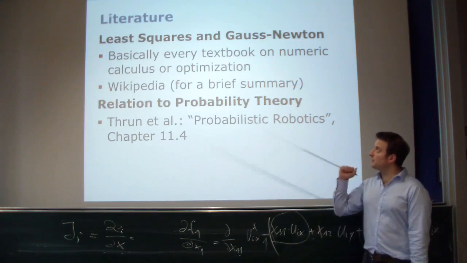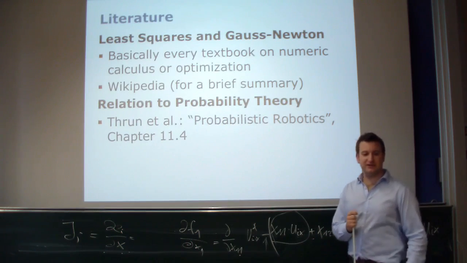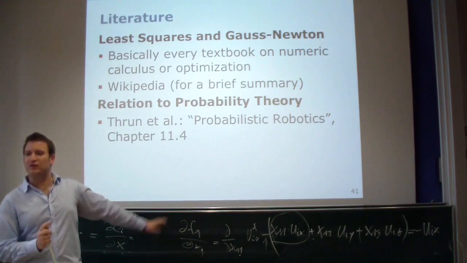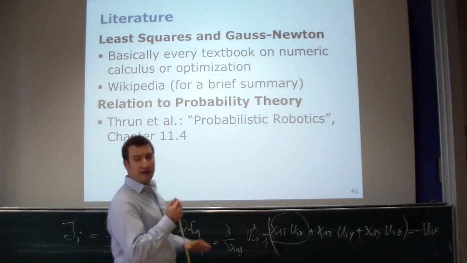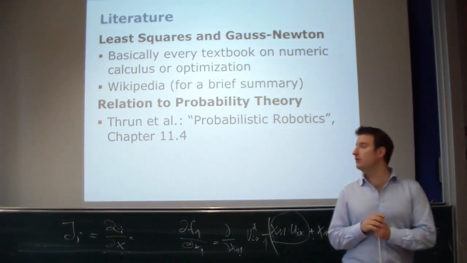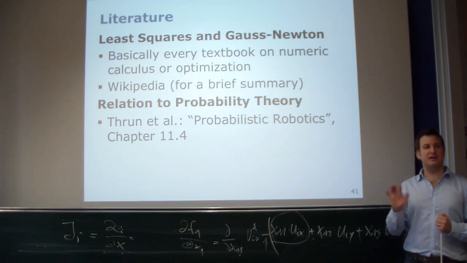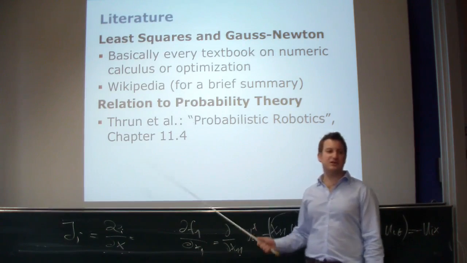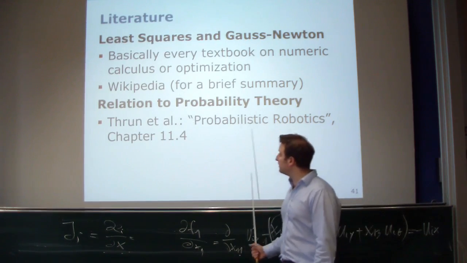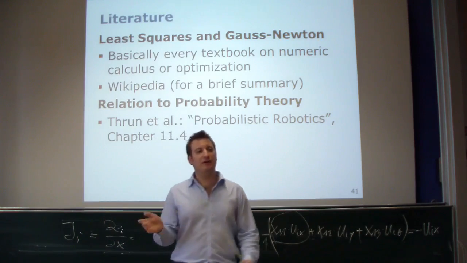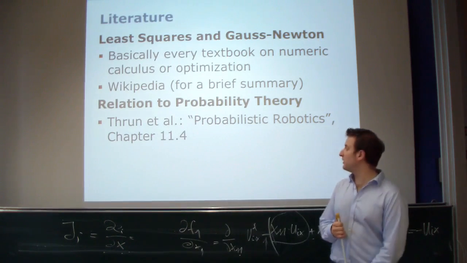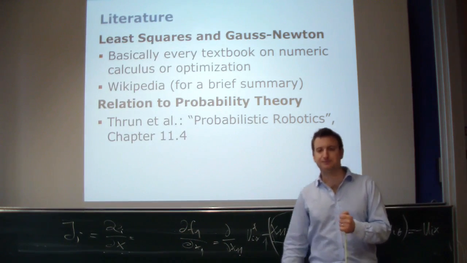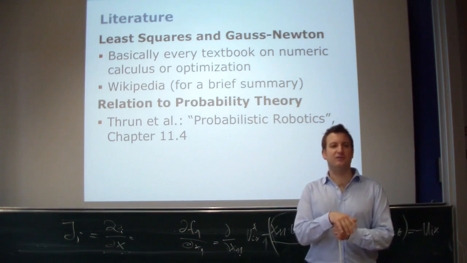Okay, so that's it from my side. Some literature about least squares and Gauss-Newton in general: you can basically take every textbook on numeric calculus or on optimization, and one of the first chapters will show what we have done here. Also, Wikipedia has a quite brief and not too bad overview, with the key derivation and some hints to further literature. And if you want to look into the relation between the error minimization and probability theory, you can look into the Probabilistic Robotics book. There's one subsection which shows the equivalence and the derivation, but it mainly uses the steps I presented here. Okay, are there any questions from your side?